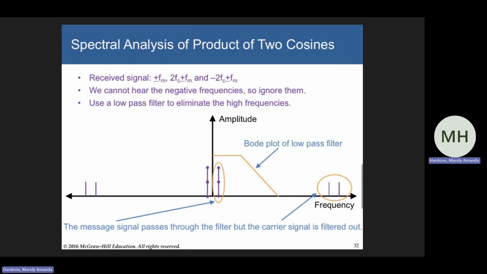For the received signal, this gives you a bit more information. These are also all from the slides. We're using a low pass filter to eliminate the high frequencies. Usually the carrier signal frequency is much higher than the message signal frequency. So those frequencies for the carrier signal get filtered out while the message signal gets passed.